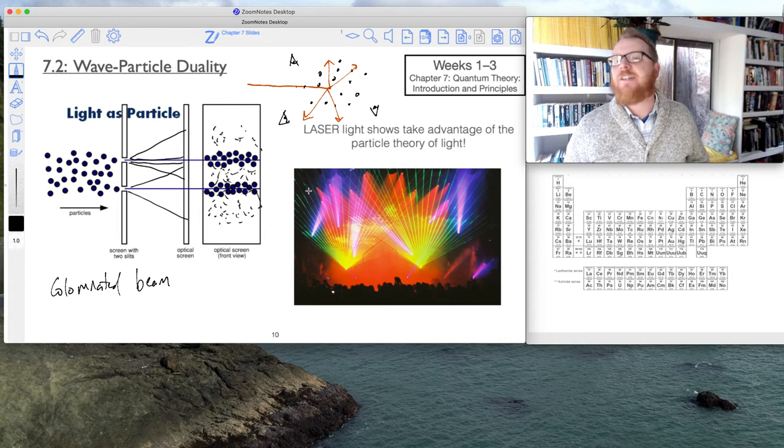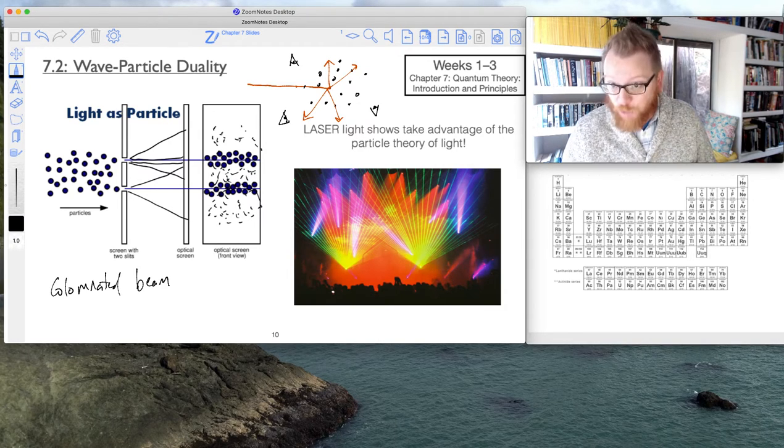So these are just two very simple examples. All semester we're going to be dealing with wave-particle duality. And it's not just light that is susceptible to this. Electrons, too, are susceptible to wave-particle duality.